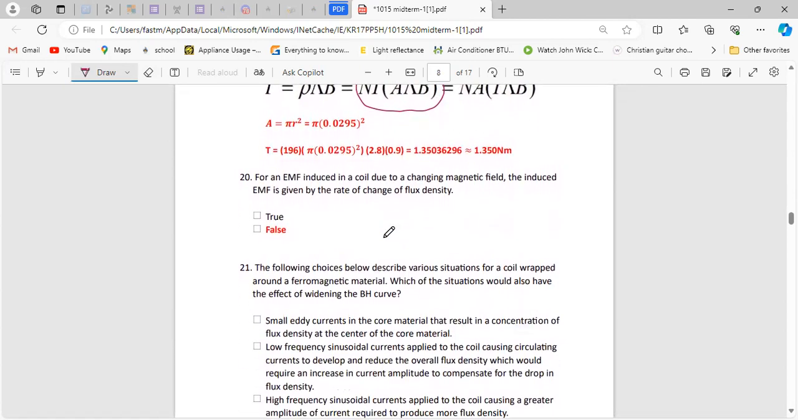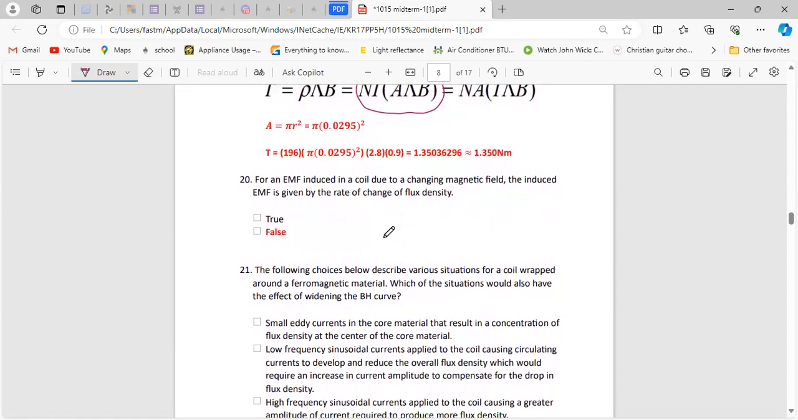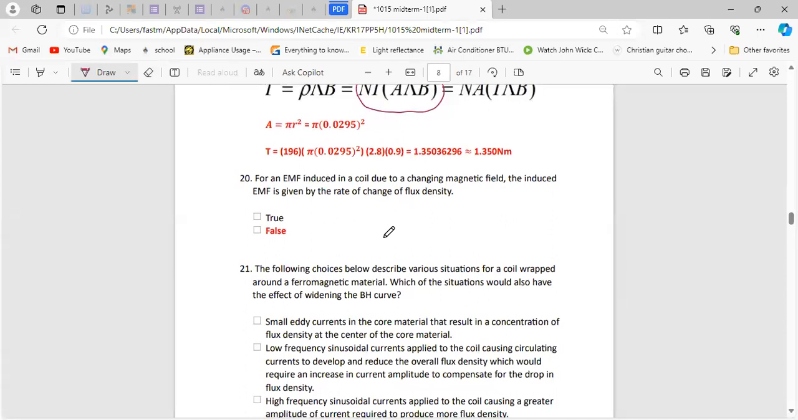Alright, 24. EMF to be induced in a coil due to a change in magnetic field. The induced EMF is given by the rate of change of flux. Flux, flux, flux. That's the rate of change of flux. That's all it is.